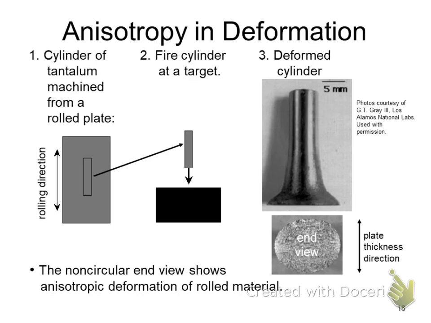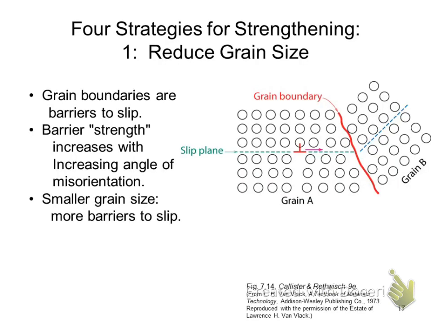So the question then becomes, how do we start to utilize this information in order to, let's say, strengthen a material? If we wanted to use this anisotropy and the behavior of these deformations moving through the material in combination to increase the yield strength or the ultimate strength of the material. So we're going to talk about 4 different strategies. The first one is we're going to reduce the grain size.